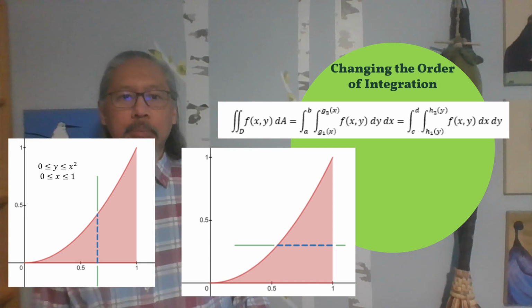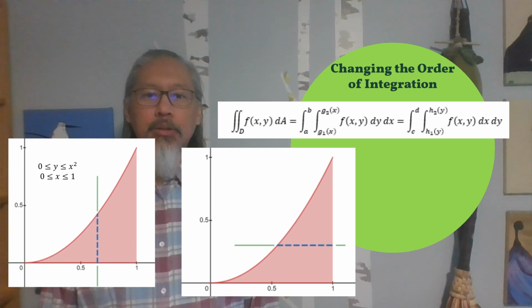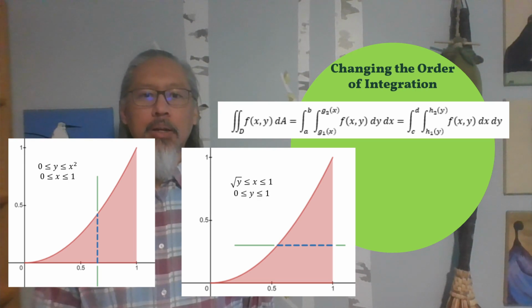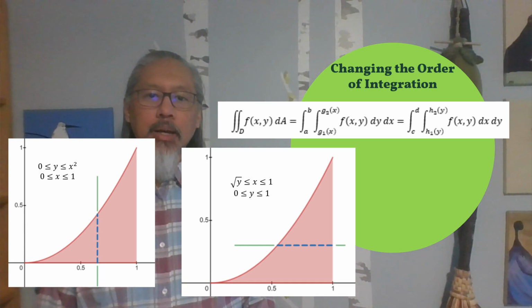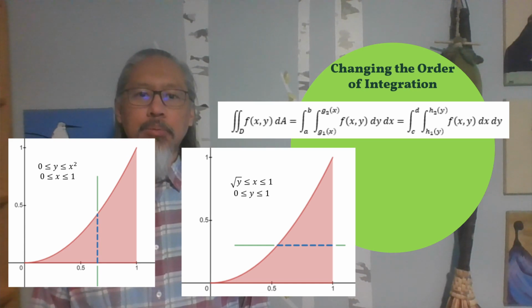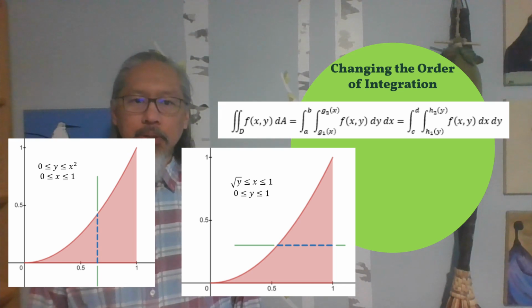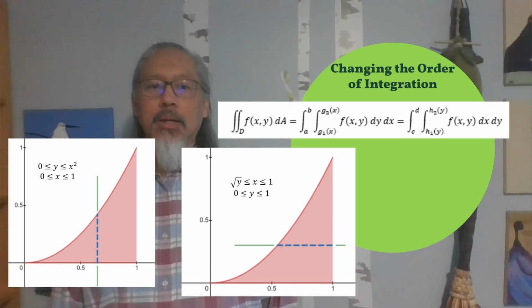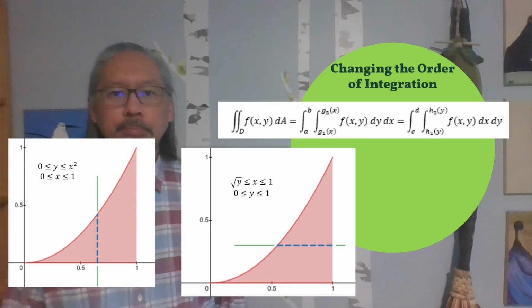And once you establish your x limits as the inner integral limits, then your outer limits will just be constants. So here's the setup. Draw a line parallel to the x-axis. You will enter the region when x is equal to square root of y, and exit the region when x is equal to 1. And then your outer limits go from, your y goes from 0 to 1.